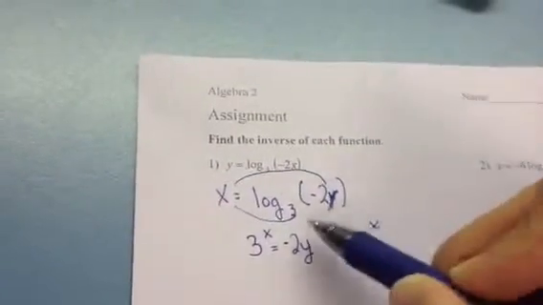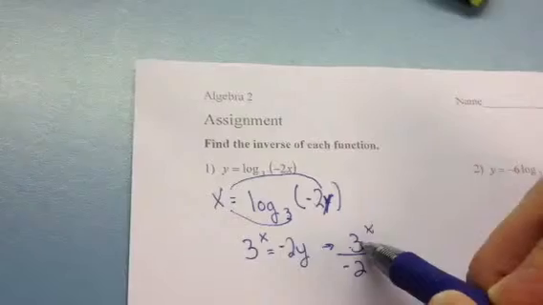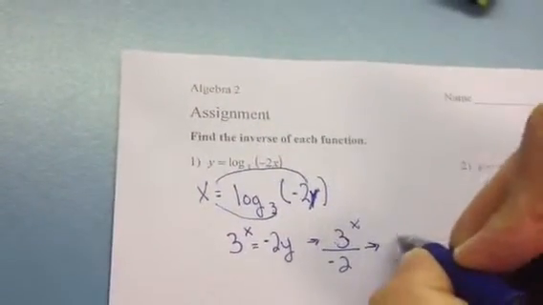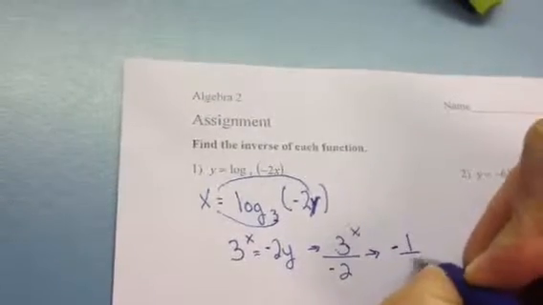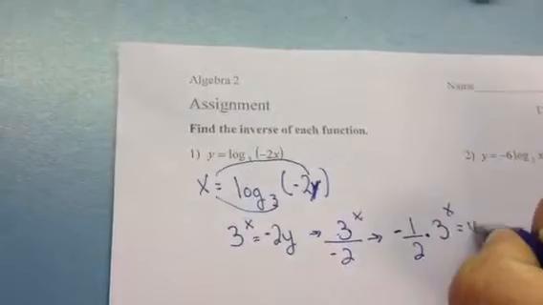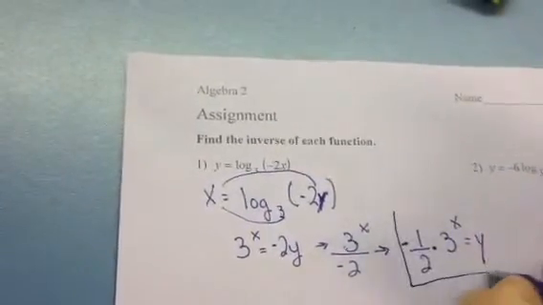Your base is 3. If the base here is 3, then the base here needs to remain 3. So that's good. What would be better is to maybe bring that out as a fraction and write your answer like this. So this is the preferred answer. Okay? All right, second problem.